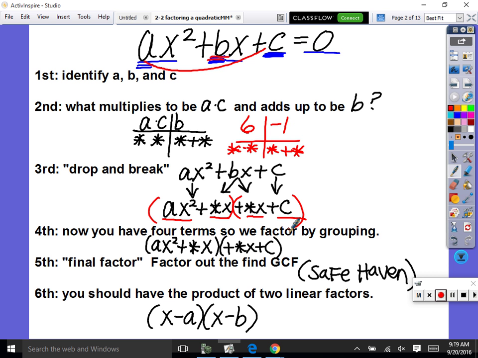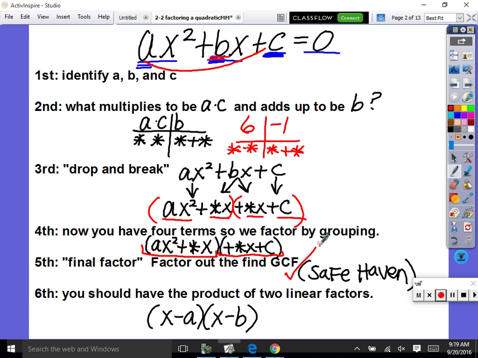You'll look at each group, and you'll factor out the greatest common factor out of each group. Then you'll be able to check your safe haven, which you don't understand what that is right now, but I'll explain. It's what's left in your parentheses. And then 6, you should have the product of 2 linear factors.